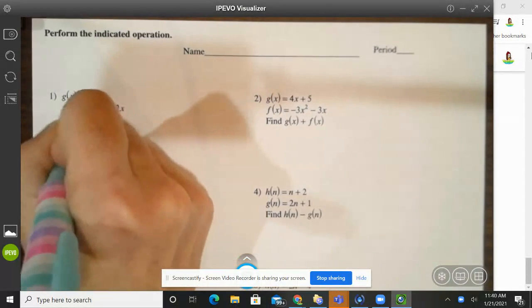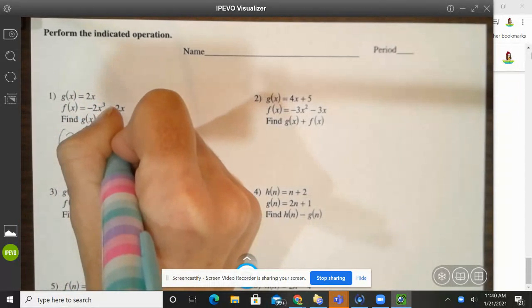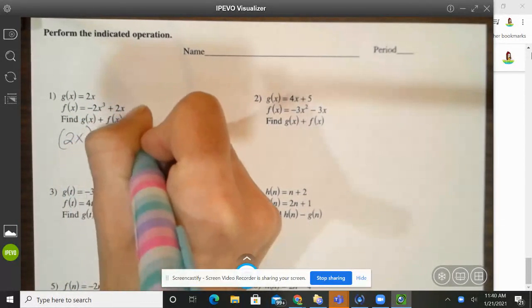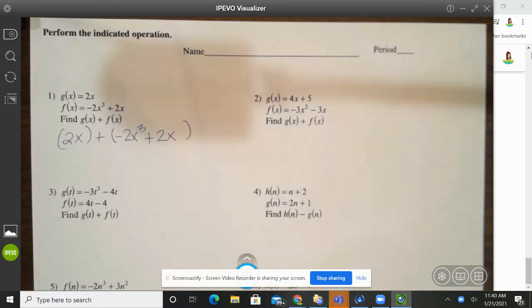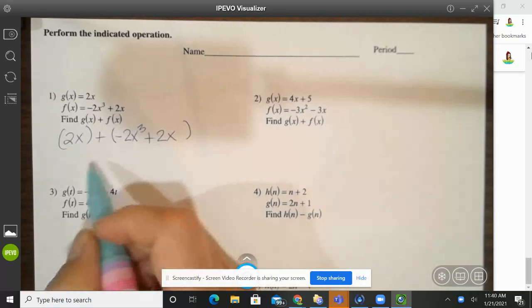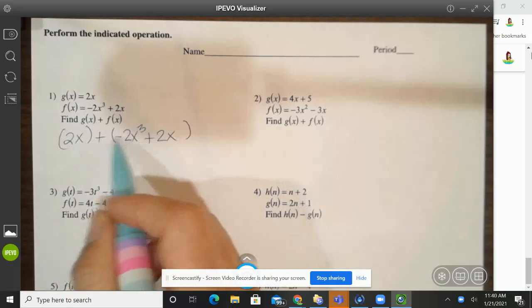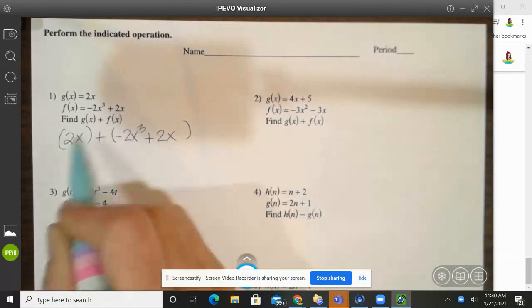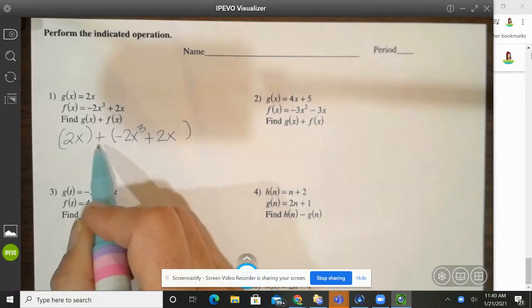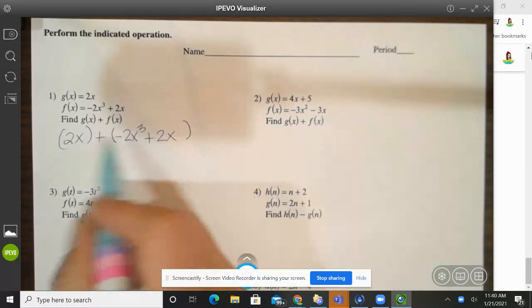So let's add them. So that's 2x plus, and then my other function is negative 2x cubed plus 2x. And then we add them. Now remember, when we add two polynomials, we combine like terms. For subtraction we changed the signs, but this is just addition. So let's just add the like terms.